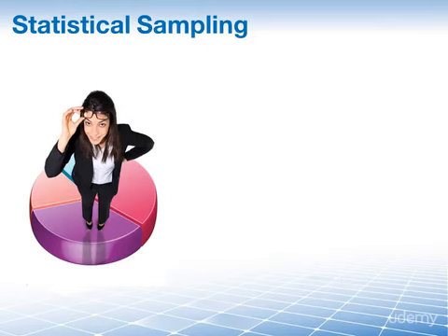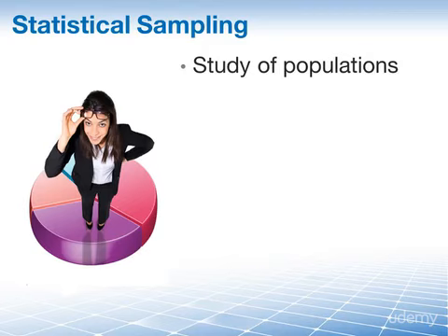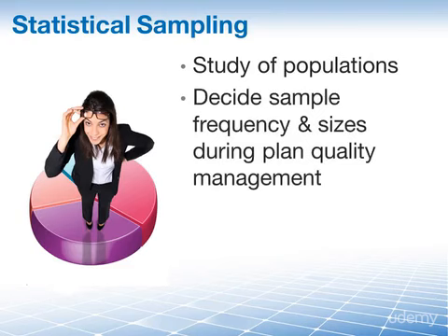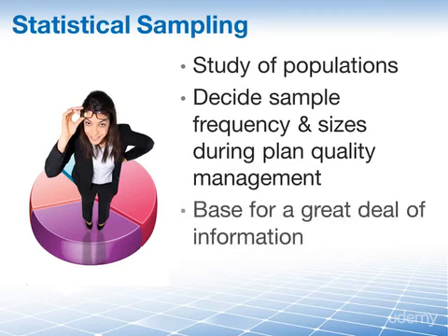Our next tool and technique is statistical sampling. This refers to the study of populations by choosing a part or sample of the population of interest, gathering information about it, and analyzing it. Sample frequency and size should be determined during the plan quality management process. We do this so that the cost of quality will be determined by the number of tests and expected scrap and so on that is produced by our quality approaches. Statistical sampling is a considerable body of knowledge, and it is the base for a large quantity of information.